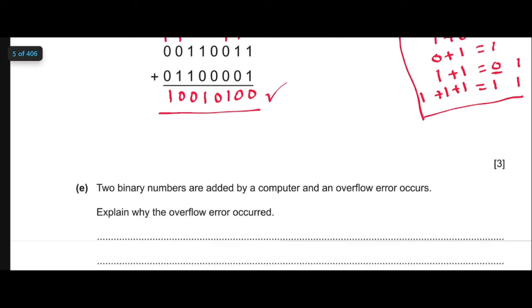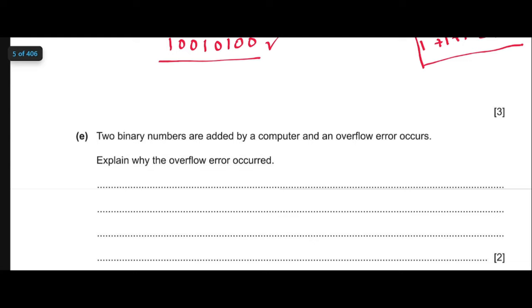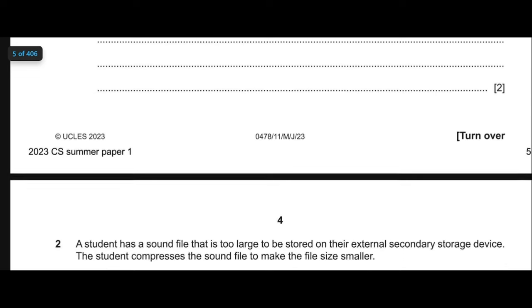Okay, let's move to the next question. Two binary numbers are added by a computer and an overflow occurred. Explain why the overflow occurred. So why does the overflow occur? It's a very important question. Usually they have this type of question in the exam. So if the calculation is greater than 255, we cannot store it inside an 8-bit register. Because of that, the overflow error occurs. You can just open the book and see the answer about the overflow and write it, because it's too long. I don't want to waste your time.